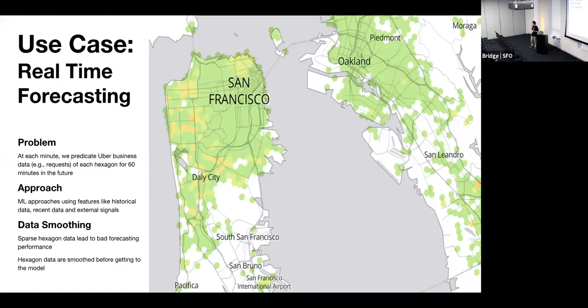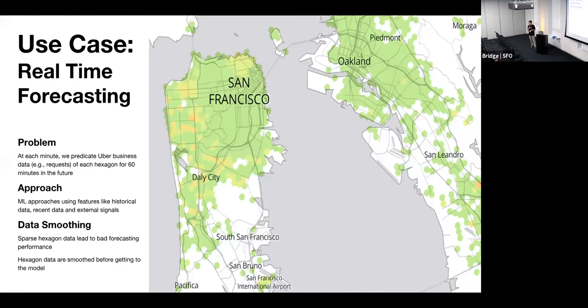So now the problem comes. Because we are doing Hexagon-level prediction, if one Hexagon has very sparse data, basically just a few data points in the long history, then when we build a model, the result is generally very bad. Think about it: if there are almost no requests for the last few days, what are you going to predict for the next 60 minutes, right? So this problem has been very hard. Another observation we found is that neighboring Hexagons normally share a similar pattern. If one Hexagon has very few trips, maybe there are not many trips in nearby Hexagons either.